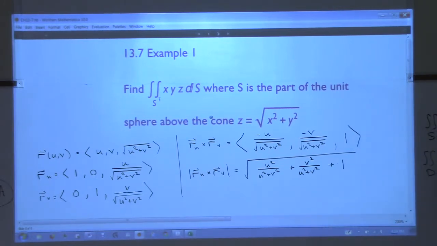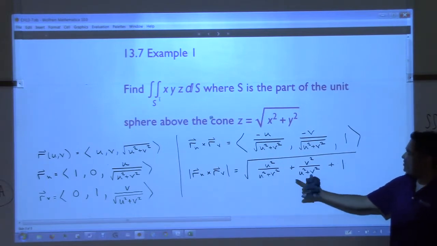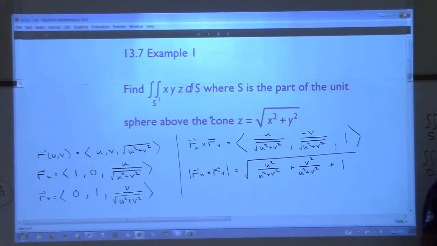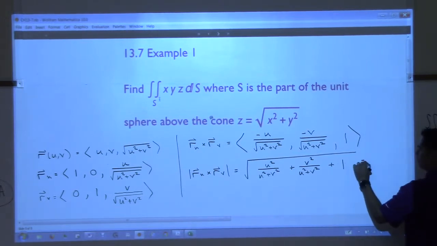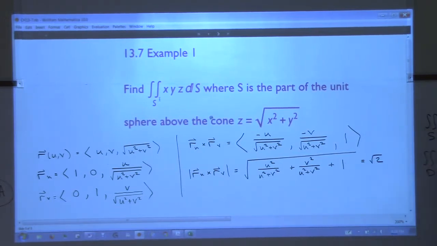And what is that equal to? They have the same denominator here, right? So add those together. You get u squared plus v squared over u squared plus v squared, which is 1, plus 1 is 2, root 2. Well, that's not so bad, right? Root 2. All right. So I have this part, right? This part is just root 2.